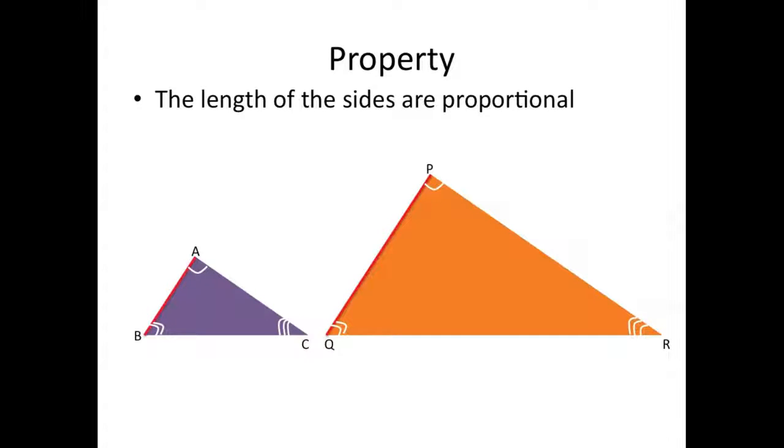So we have this angle, side A and B, which is going to be proportional to P and Q. And then next we have side A and C, which is proportional to P and R. And the last we have B and C, which is proportional to Q and R. So between similar triangles, you can write out the ratios of the sides that correspond with one another, and you'll see that they equal each other out.